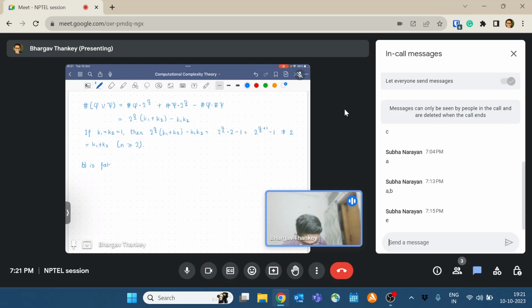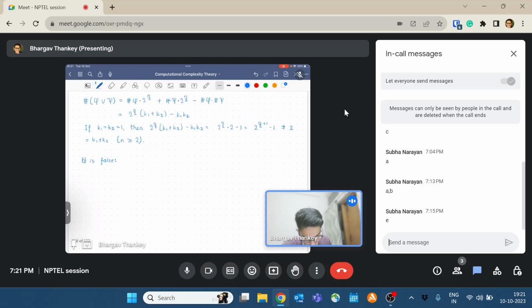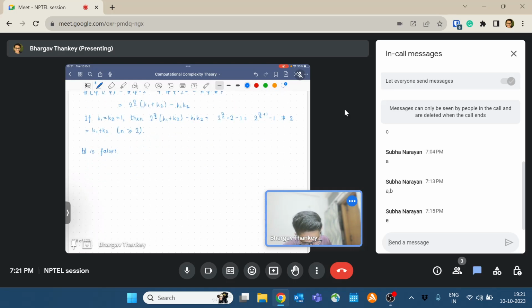So use the same, okay, would that be difficult? Yeah, no, it is easy, yeah. So use the same example as in A.